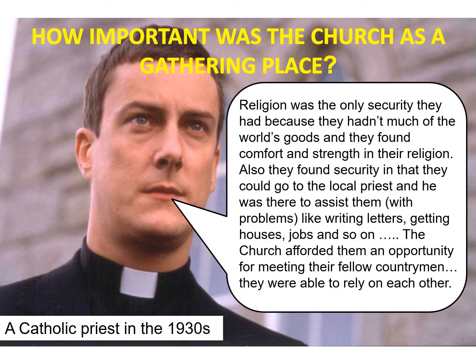A Catholic priest himself in the 1930s in Scotland, so right at the end of our topic, said religion was the only security they had, because they hadn't much of the world's goods, and they found comfort and strength in their religion. They also found security in that they could go to the local priest and he was there to assist them with problems like writing letters, getting houses, jobs, and so on. The church afforded them an opportunity to meet their fellow countrymen. They were able to rely on each other, so it was the key point to their identity and their community.